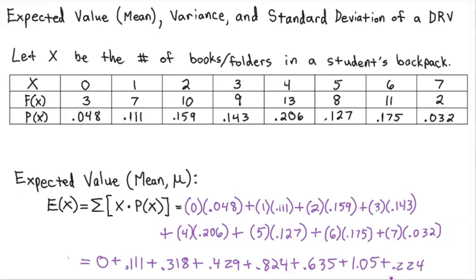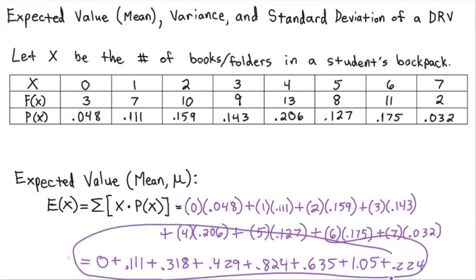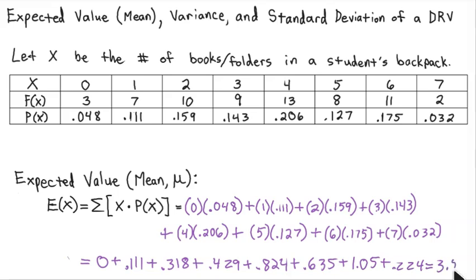And so now what we have to do is add up all 8 of these numbers, and we get 3.591. And that is our expected value, okay? And so in this case, the expected value, E of x, is 3.591. And note, 3.591 is somewhere between 3 and 4 right here. So we expect on average, for a student to have about 3.591 books in their book bag.